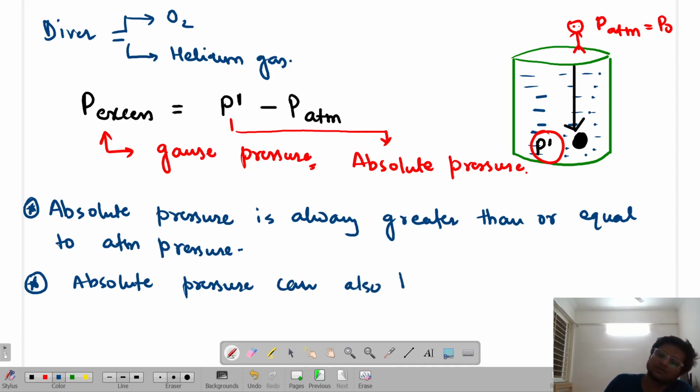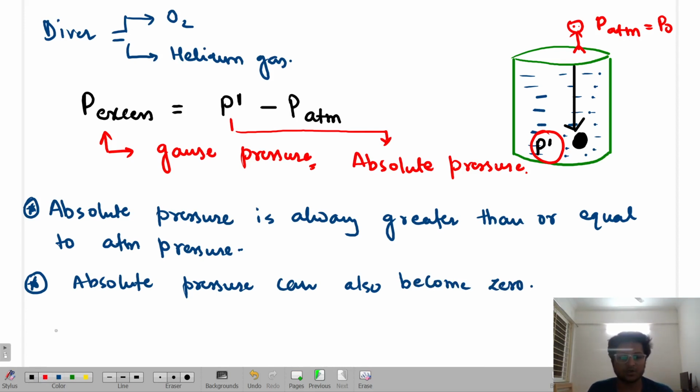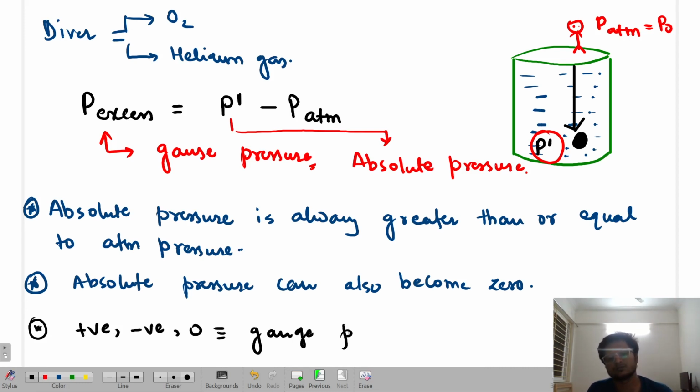Is that clear? So absolute pressure can be zero, equal, or greater. But the gauge pressure can be anything. It can be positive, it can be negative, and it can be zero. Is that clear? Are you able to get me? Understood totally now? So any kind of doubt till now?